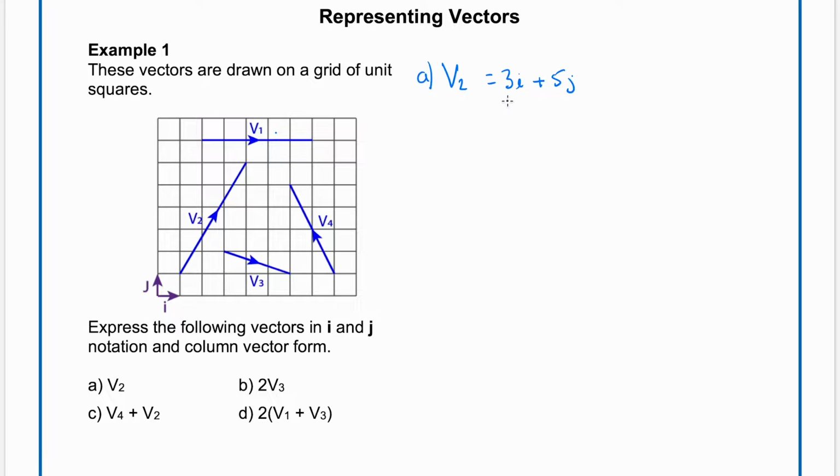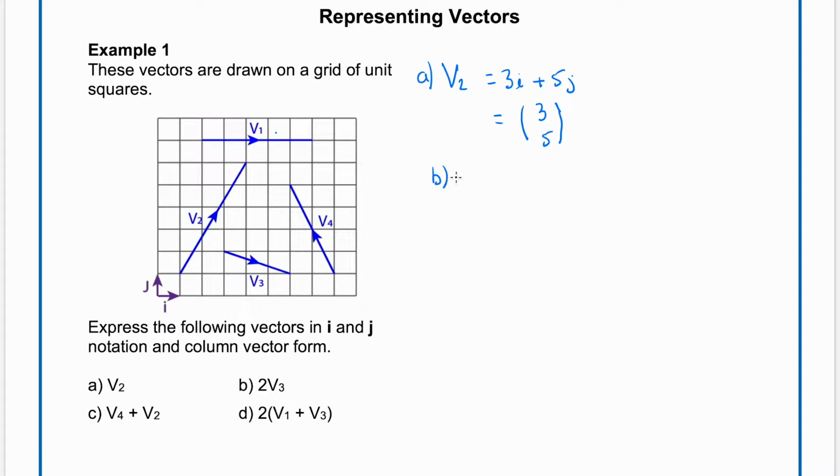Now we can write this in column vector form, where we have the i unit on top, so this is positive 3, and then the j unit beneath it, which is positive 5. So they both represent the same translation, but one is written in i and j form, and the other is written in column vector form.